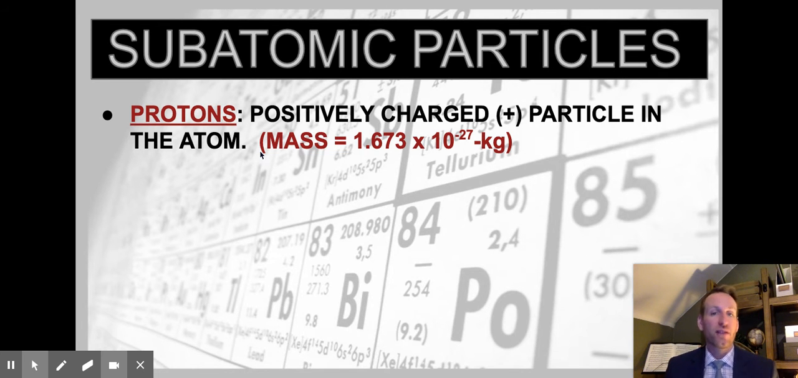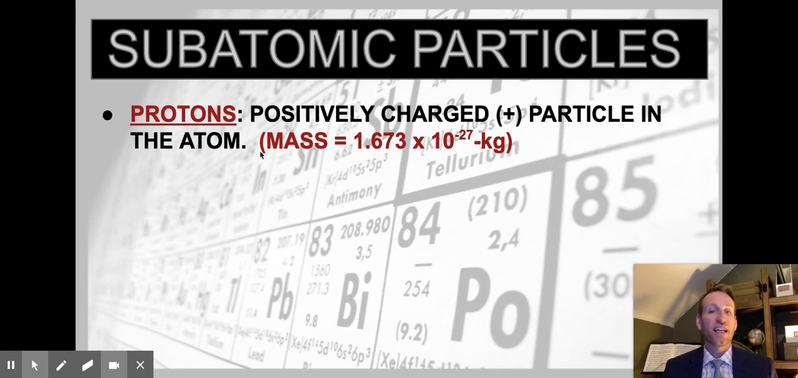So first of all, you have protons. They're positive, okay? It's easy. Positive starts with P. Protons start with P. Positive protons, alliteration. Boom, perfect, right? There's a little plus sign there to represent the positive. Those are in the atom as well. We'll talk about their position in a moment.